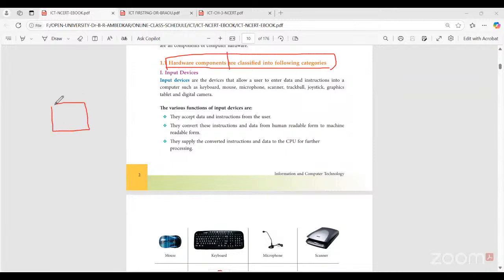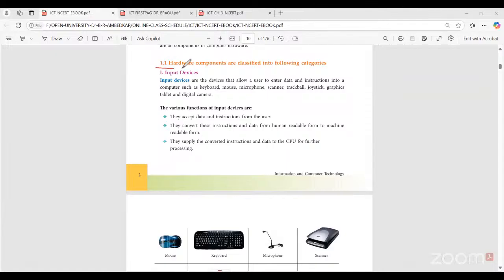Any computer is a collection of physical components. This is a computer, and this computer has a CPU, a monitor, a keyboard, and a mouse. These are connected through cable. This is called hardware components. Hardware components means components you can physically touch and feel. That type of components we call hardware components or physical components.